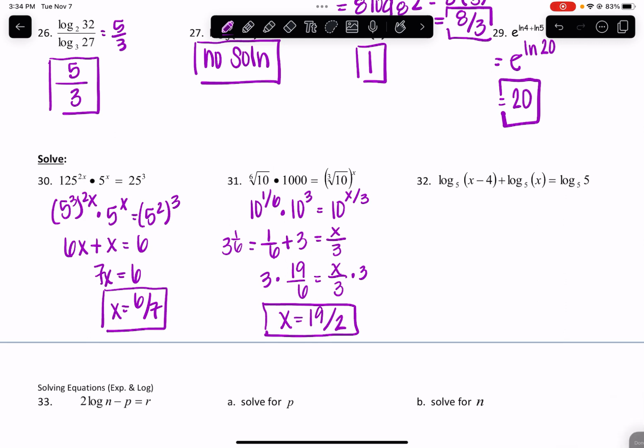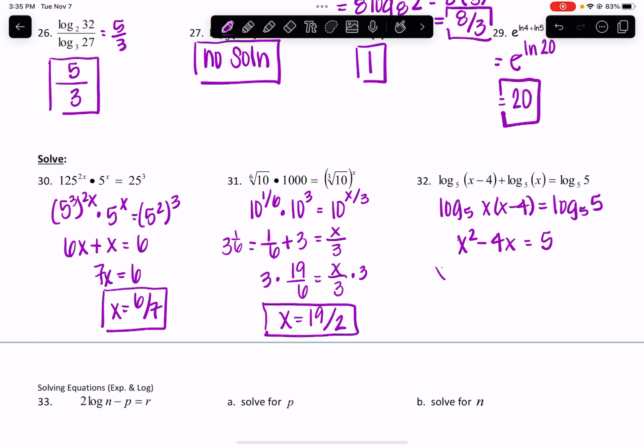Okay, multiply first. Use that property. So log base 5 of x times x minus 4 is equal to log base 5 of 5. So I have x squared minus 4x. In other words, I'm going to get rid of the logs, is equal to 5. x squared minus 4x minus 5 is equal to 0. I'm going to factor into x minus 5 and x plus 1.